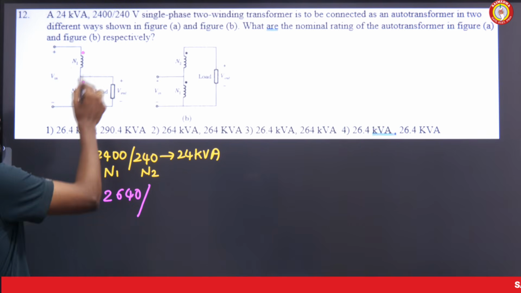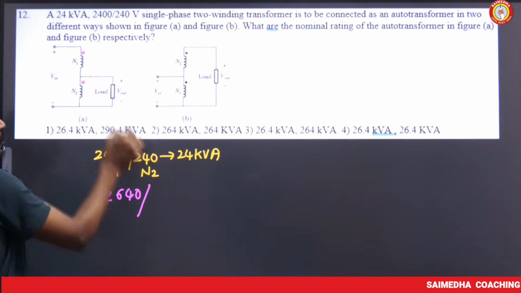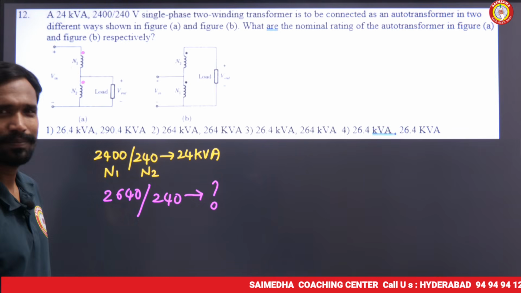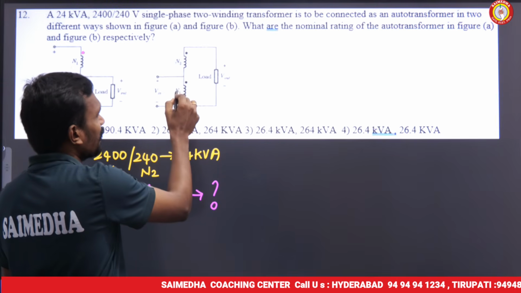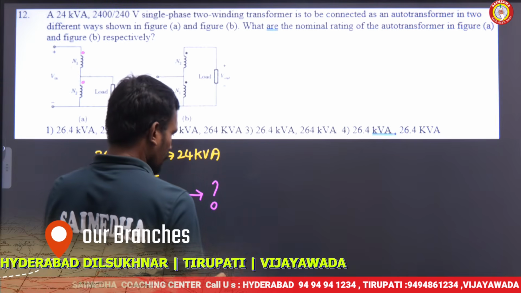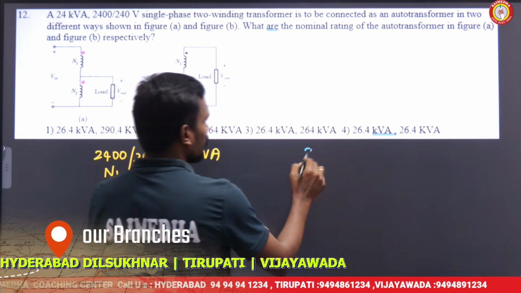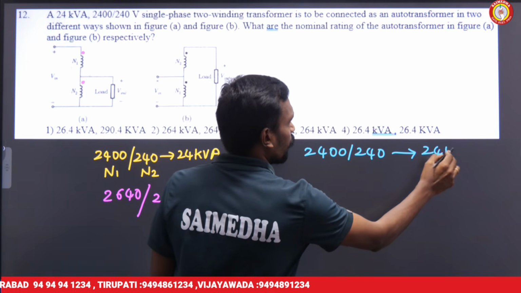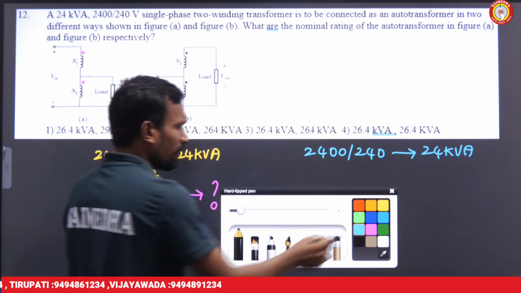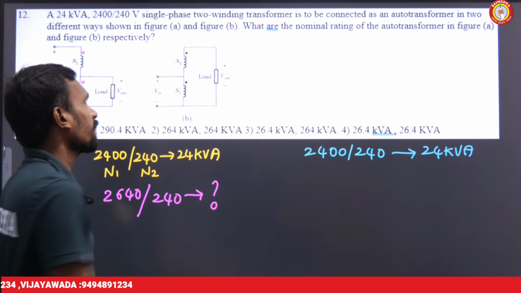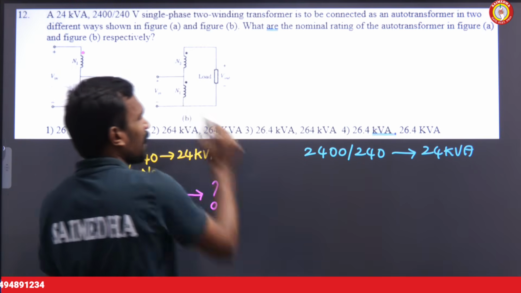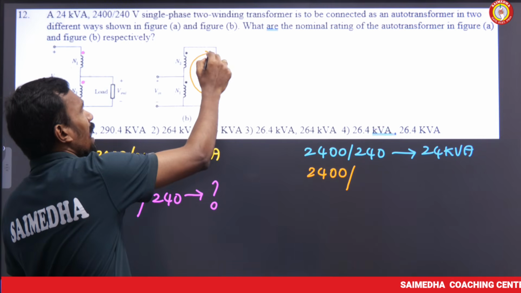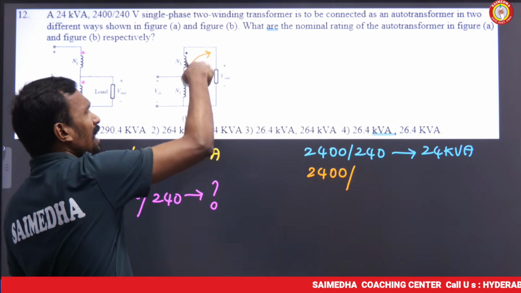2640 by 240, and this is N2, the number of turns. What will be the answer they are asking? Coming to here, N1 is there. Initially the rating is 2400 by 240, which has the rating of 24 kVA. This is when it is a 2-winding transformer. Now the auto transformer input is N1, which is nothing but the primary only. Now this is also addition.